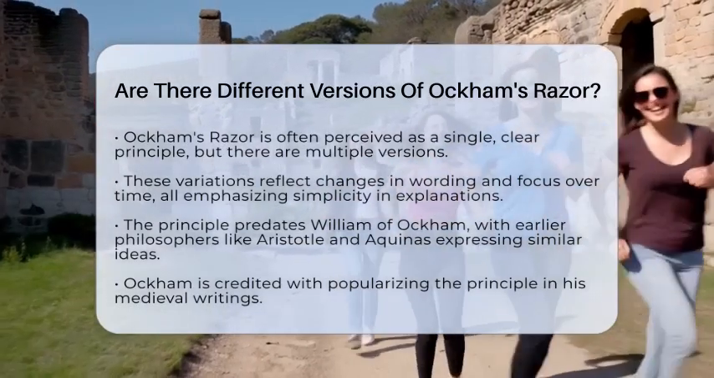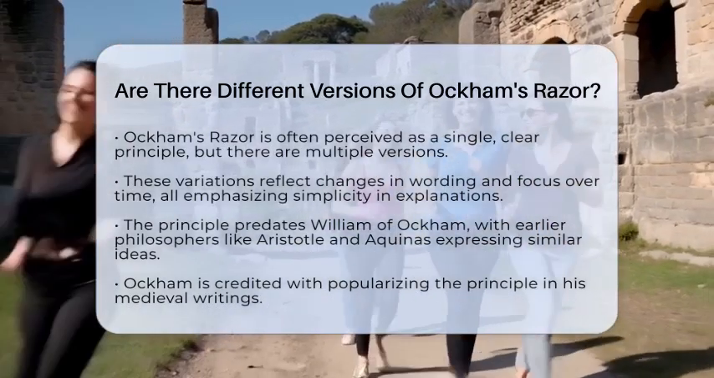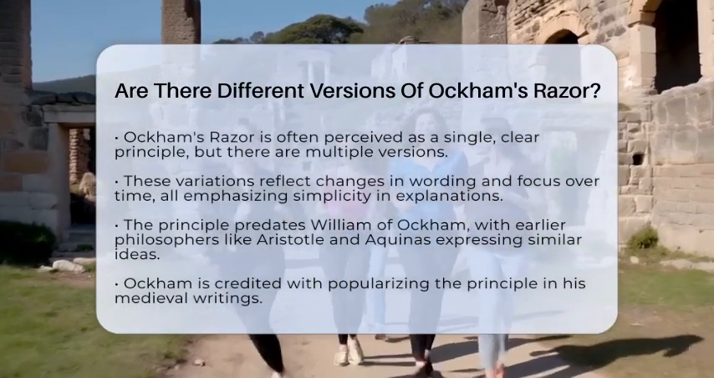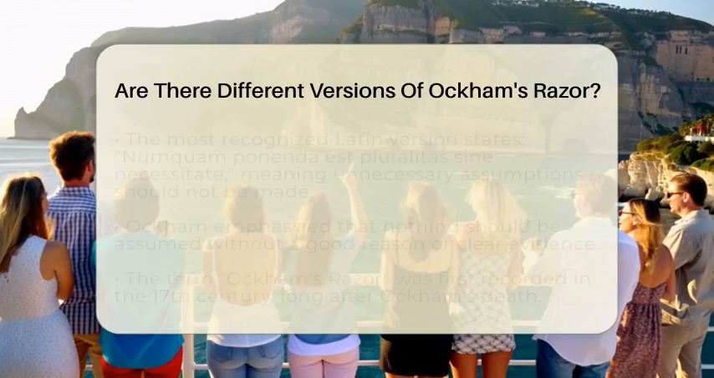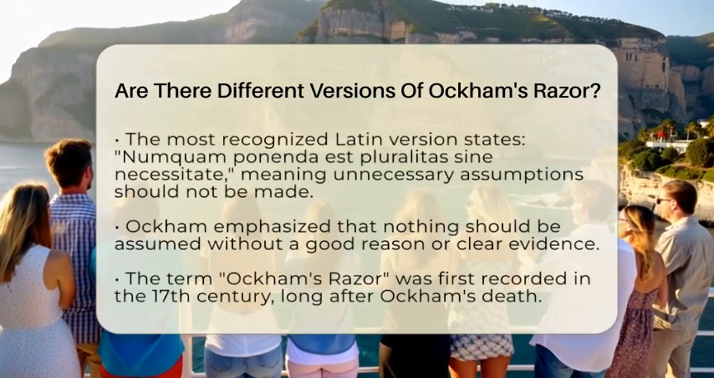Philosophers like Aristotle, Thomas Aquinas, and John Duns Scotus used similar ideas long before Ockham popularized it in his medieval writings. Ockham is often associated with this principle because he applied it effectively in his work.